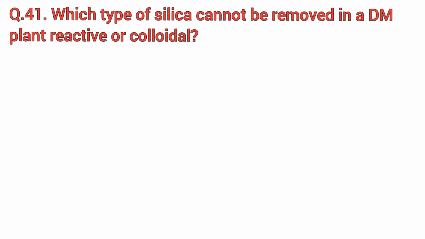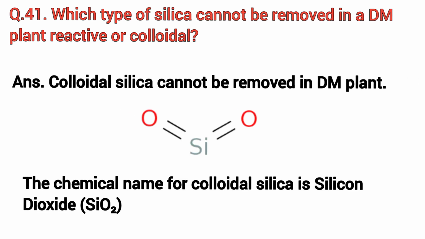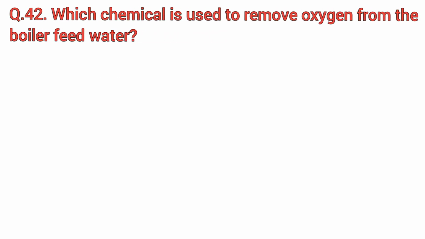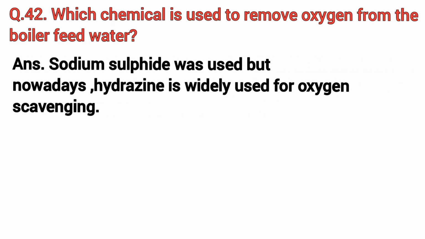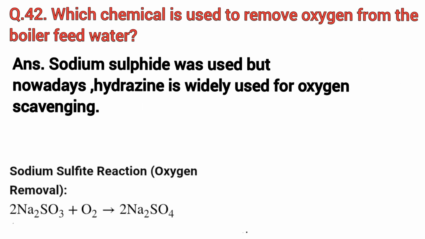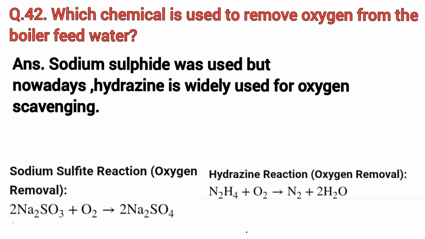Which type of silica cannot be removed in a DM plant, reactive or colloidal? Colloidal silica cannot be removed in DM plant. Which chemical is used to remove oxygen from the boiler feed water? Sodium sulfite was used, but nowadays, hydrazine is widely used for oxygen scavenging.